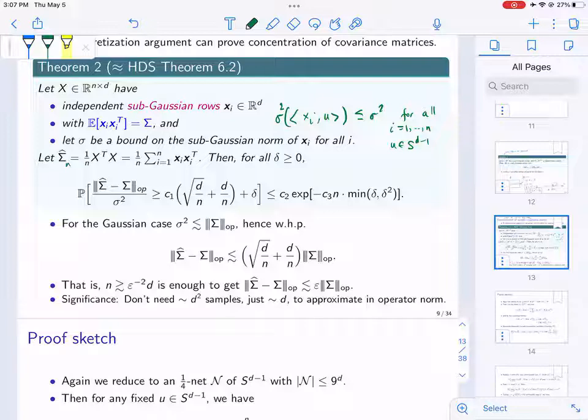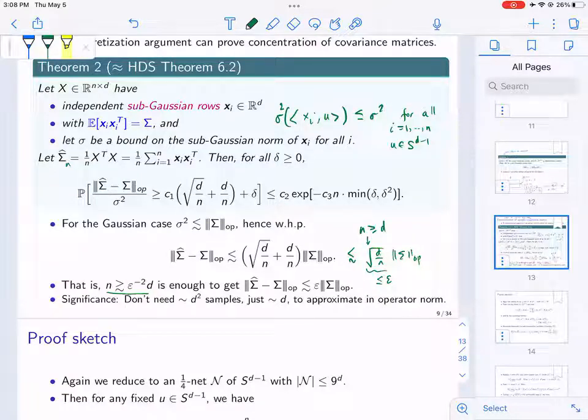If, for example, I want to have consistency, you can see that I need n to be much bigger than d. If n is much bigger than d, which one of the terms would be larger? The square root would be larger because d over n is less than 1. So in this case, this is further bounded by root d over n times the operator norm of sigma. And if I want this to be less than epsilon, this is saying that n has to be bigger than or equal to, up to a constant, epsilon to the negative 2 times d.